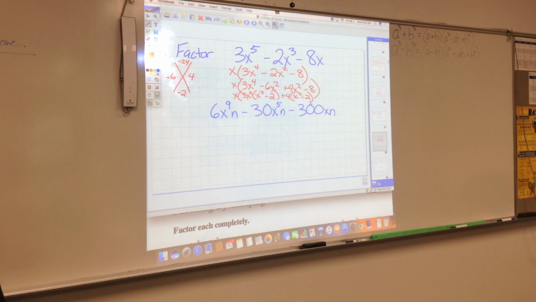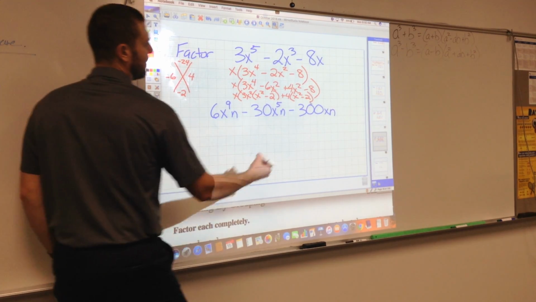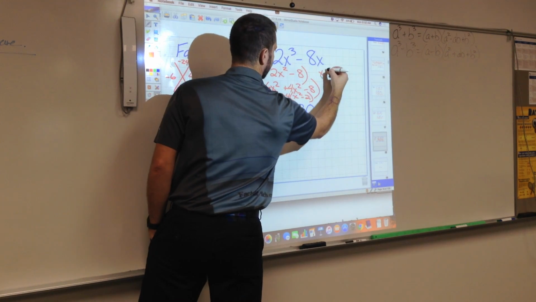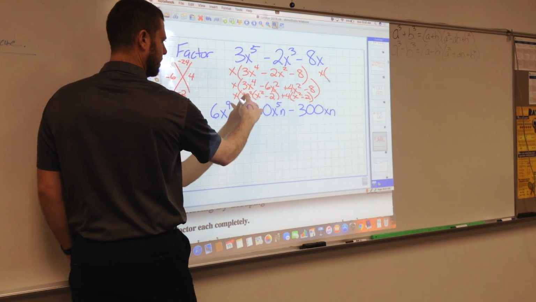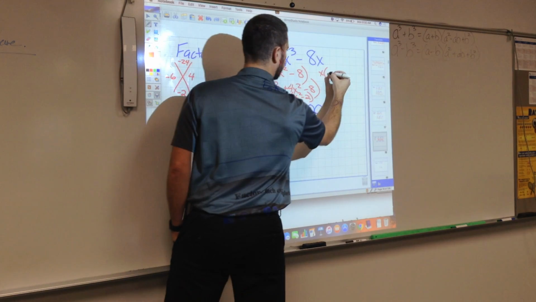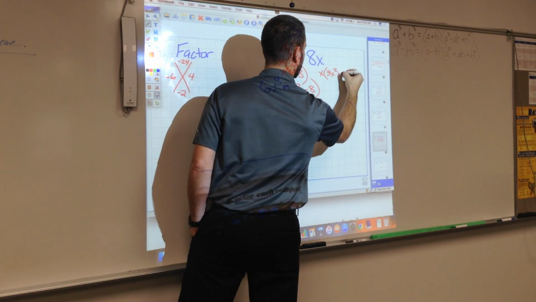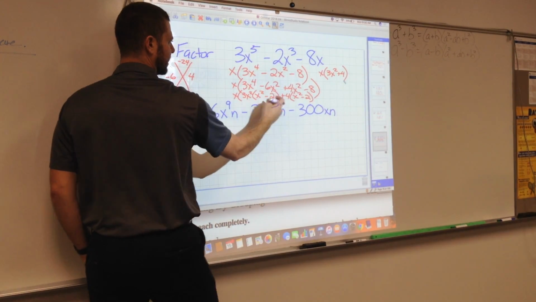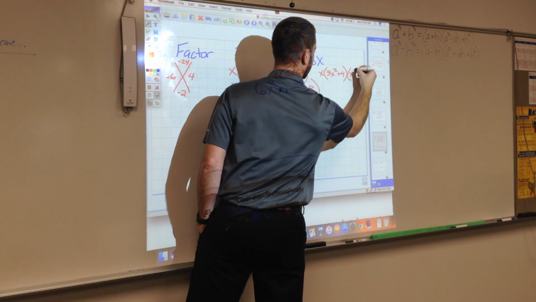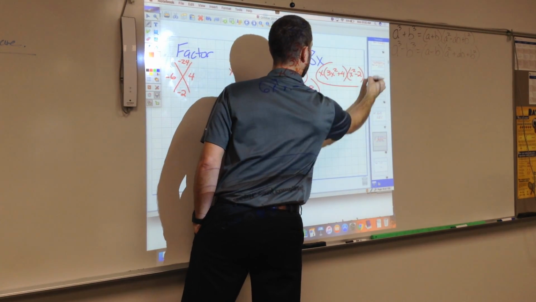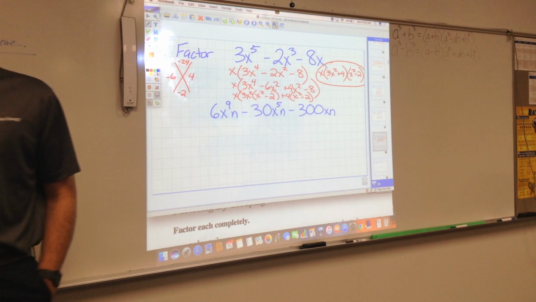Do you see how I factored by grouping, similar to that assignment you did for today? So now the final answer: x, 3x squared plus 4, and x squared minus 2.